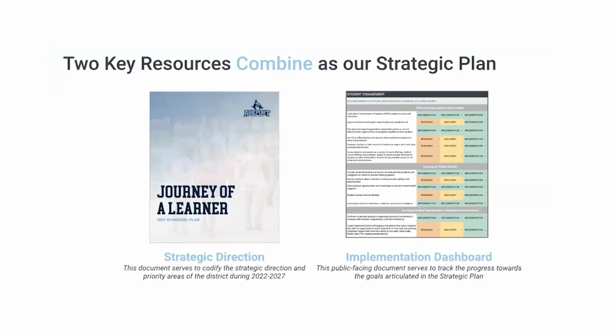Yeah, and so there are two key resources that combine as a strategic plan. We've been talking a lot about this. The first thing is a strategic direction. This is an example on the left-hand side of a strategic plan that we made for a district in New York. They called it Journey of a Learner. What that document does is it serves to codify the strategic direction and priority areas of the district for the next 5 years.